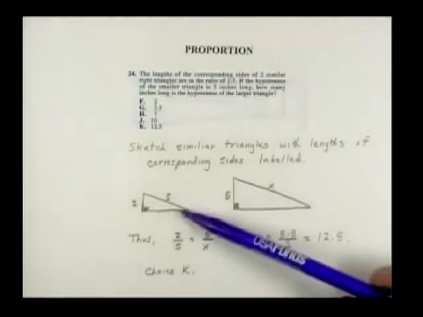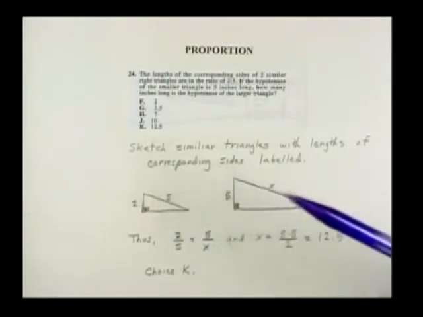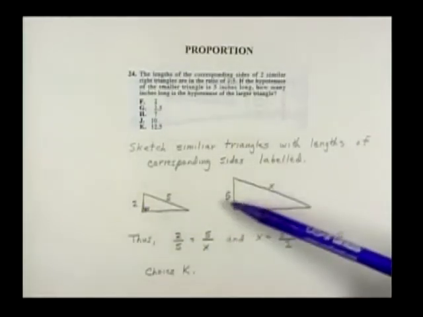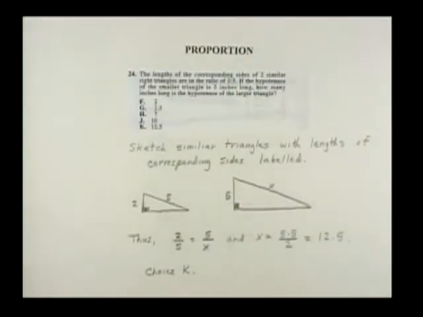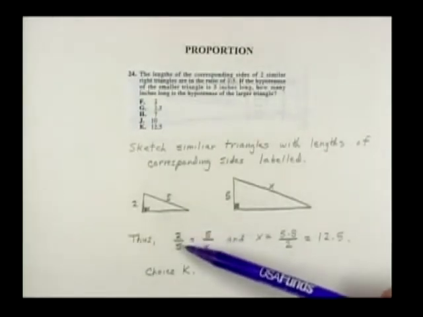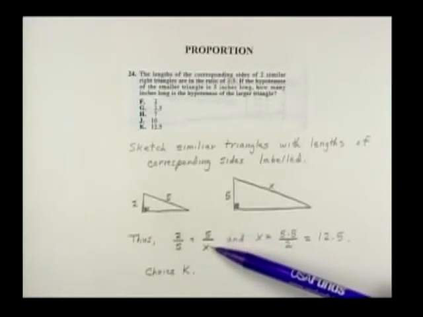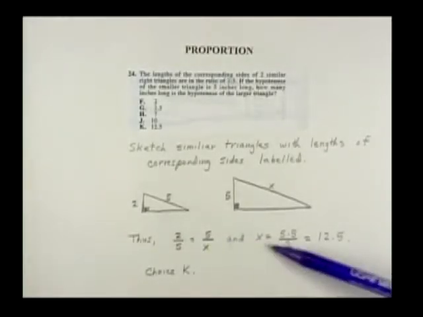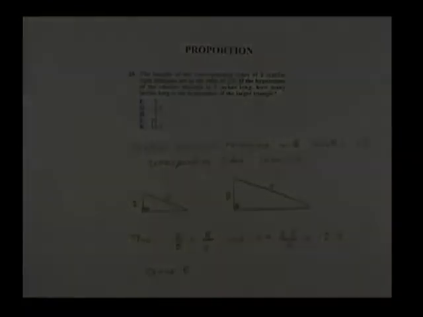In the smaller triangle, the short side is 2, the hypotenuse is 5. In the larger triangle, the short side is 5, and the hypotenuse is X. Using proportional reasoning, you end up with the short side is to the hypotenuse of the smaller triangle as the short side is to the hypotenuse of the larger. Solving for X leads to 12.5, choice K.